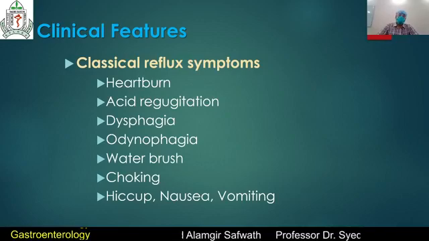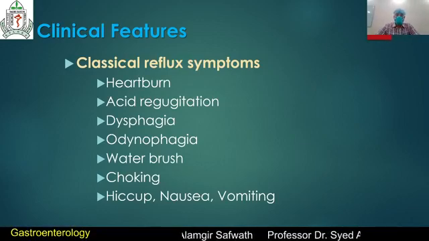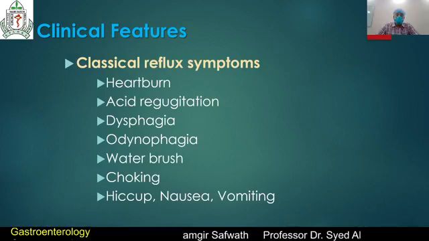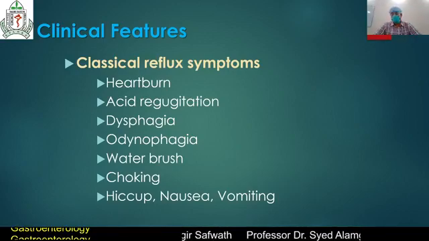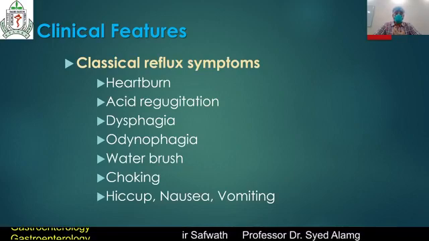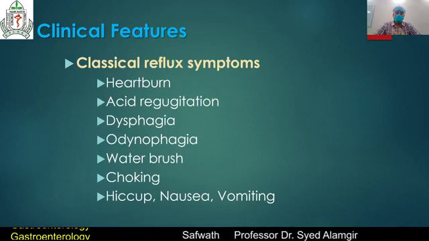Clinical feature. There are some classical reflux symptoms, like there may be heartburn, there may be acid regurgitation. Heartburn, the patient will say that I have a retrosternal burning sensation. This is known as heartburn. The patient will say that my throat becomes bitter, my mouth becomes bitter. So this will suggest acid regurgitation.